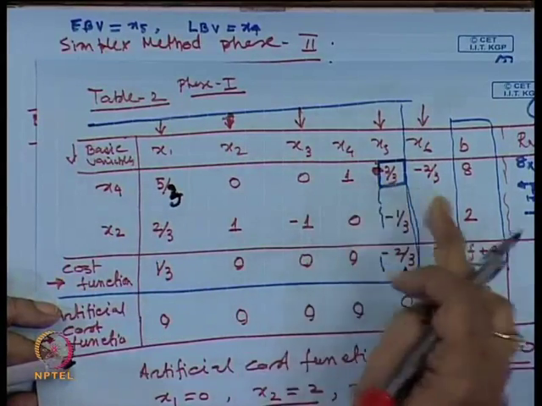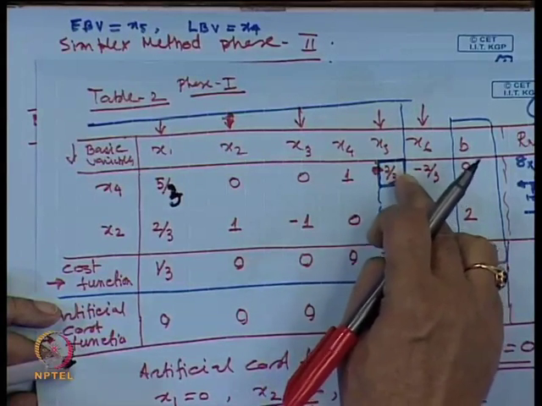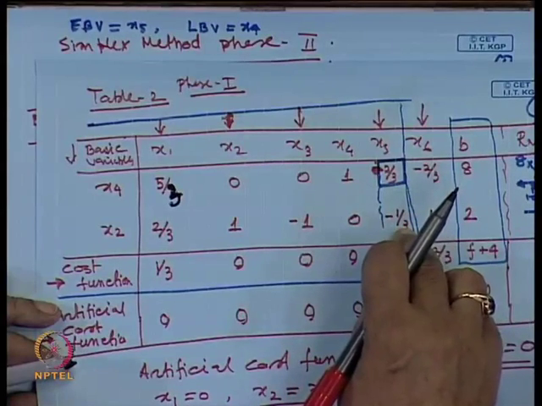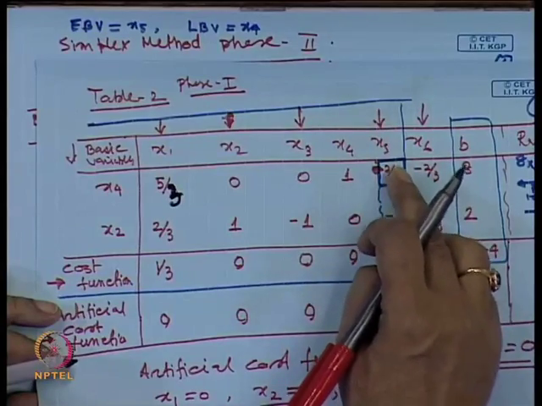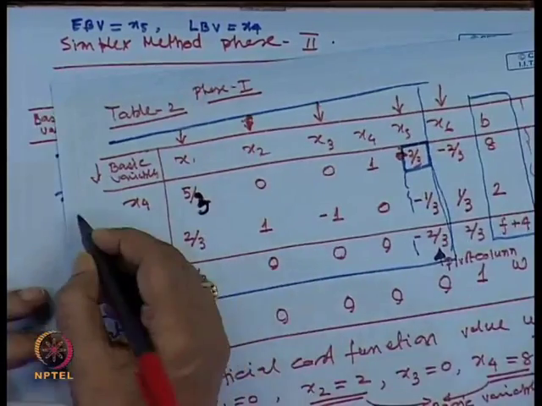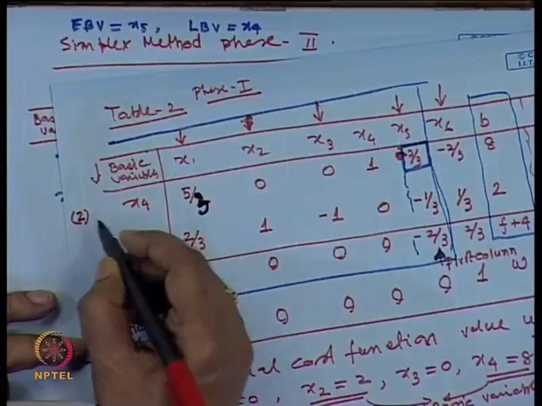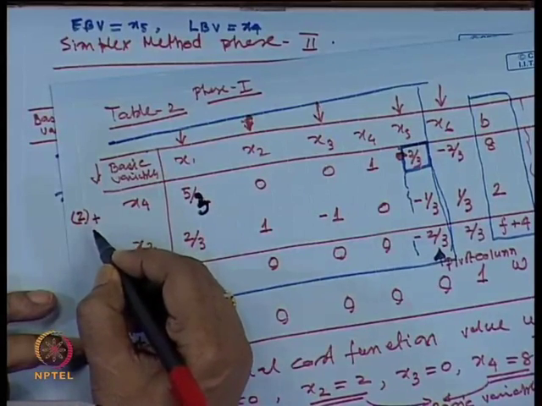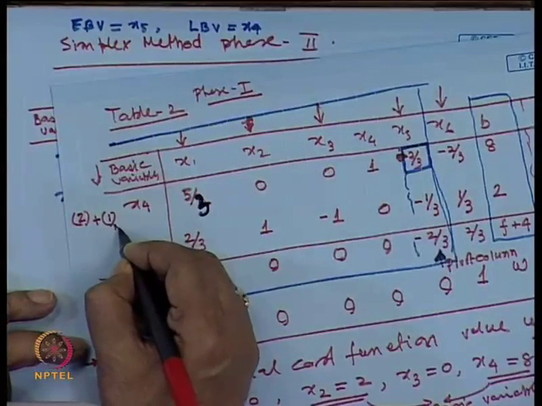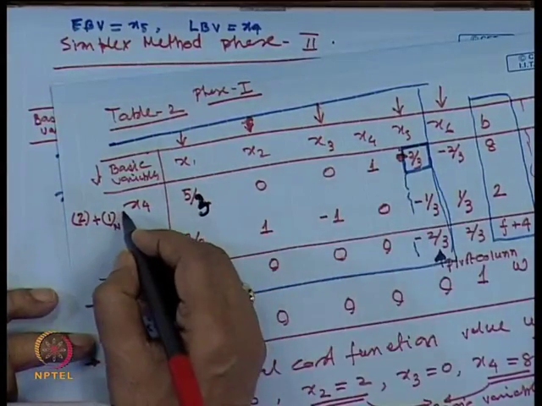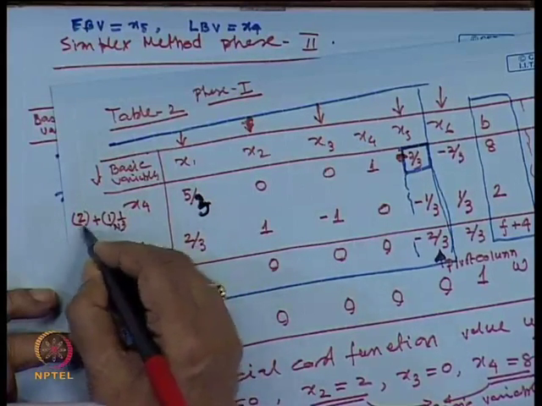Then what will we do? After normalization, I have to multiply it by 1/3 and add it to this equation. So, x5 is eliminated. Similarly, I multiply by 2/3 and add to this one. So, I am writing here: equation 1, you normalize by 2/3, then multiply it by 1/3. Whatever you get, add to equation number 2.